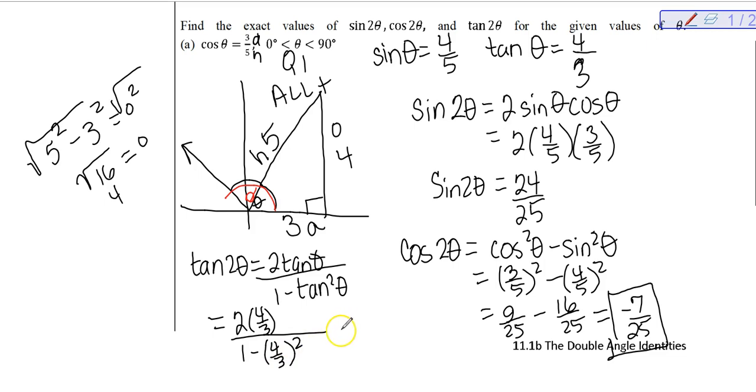This is where your calculator comes in handy because that's definitely a complex fraction. So we plug that in your calculator and here's what you get. Negative 24/7. So tangent of 2 theta is negative 24/7. And we know tangent is also negative in quadrant 2.